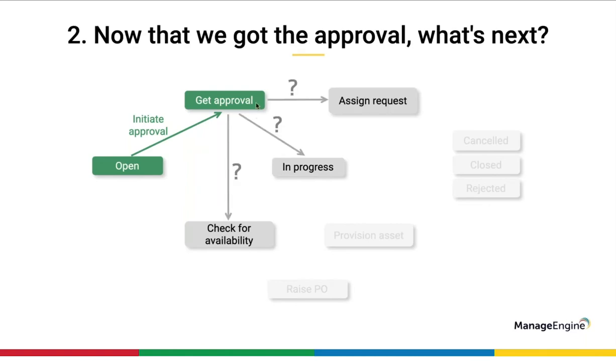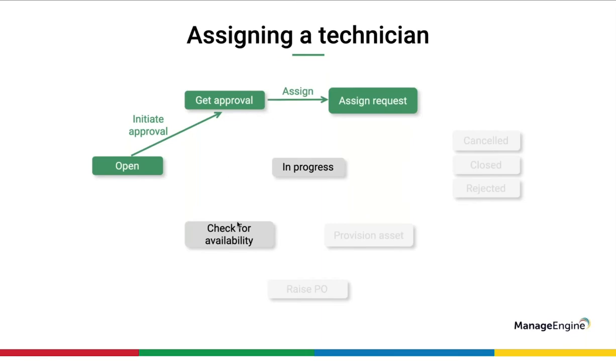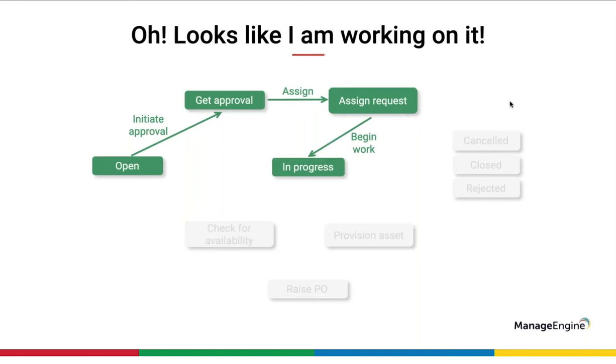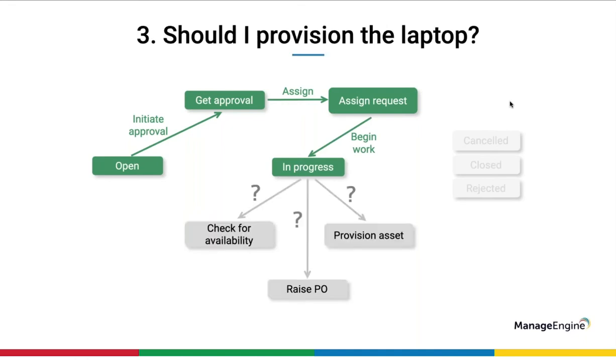All right, once the approval is received, once again technician is given multiple choices. He can choose to go to any status. He can assign the request directly to himself, or he can move the request to in progress state, or he can directly even go to check the availability of the asset. But the right path is to assign the request to the technician. Or if it is done by a coordinator, he can assign the request to the technician once the approval is received. Now after assigning the request, he can begin the work by placing the request in progress state.